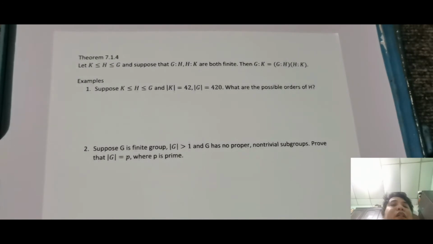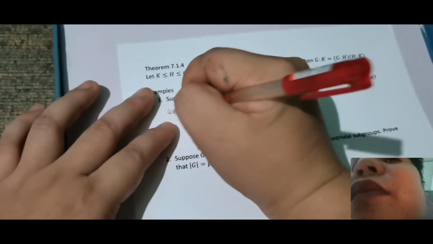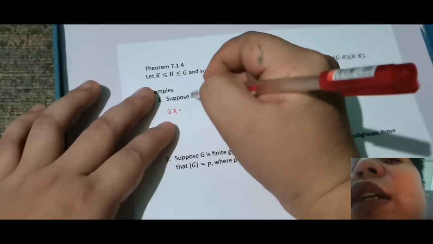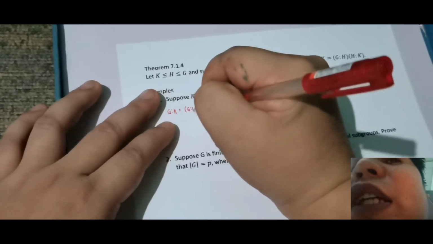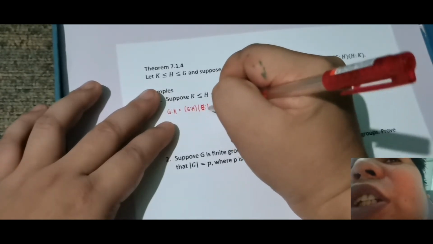Okay, now, suppose that K is a subgroup of H and a subgroup of G, and the order of K is 42, and the order of G is 420. What are the possible orders of H? Okay, so, sa gitna talaga yung pinag-uusapan dito. Okay, so, derive nga natin muna yung formula. So, sabi by theorem 7.4, yung index ng G to K is just equal sa index ng H sa G multiply by the index of K in H.